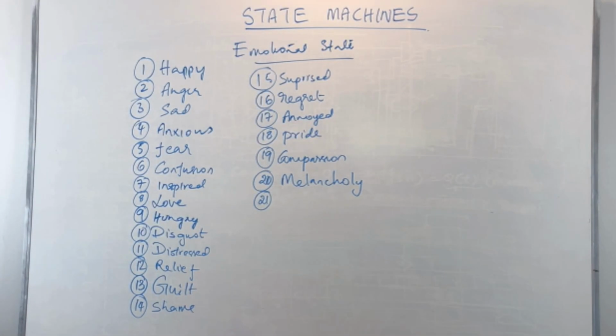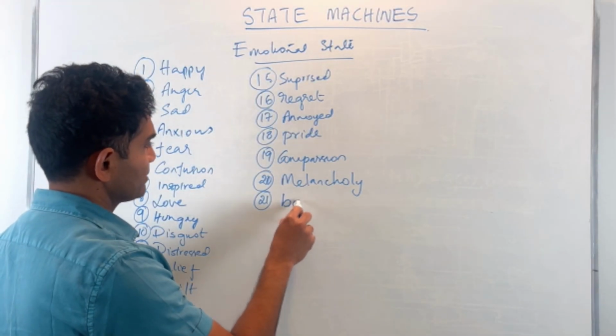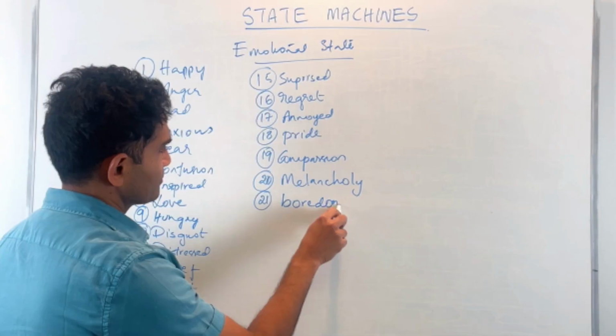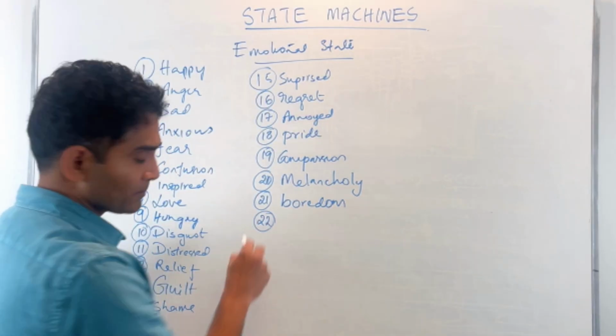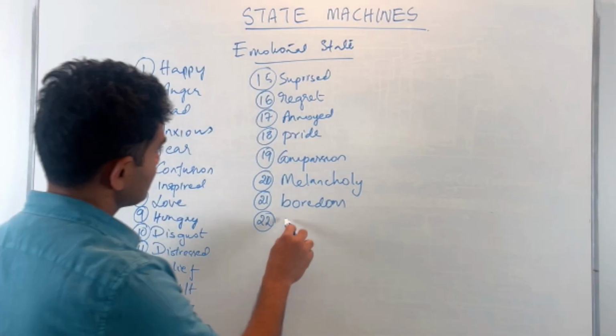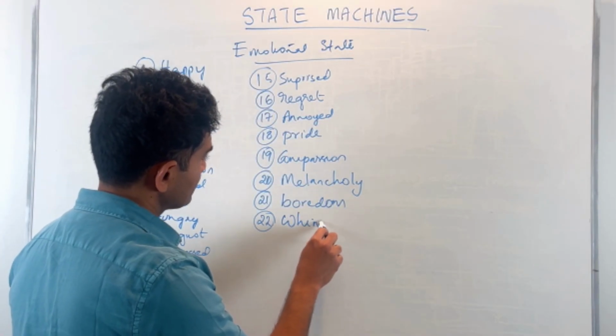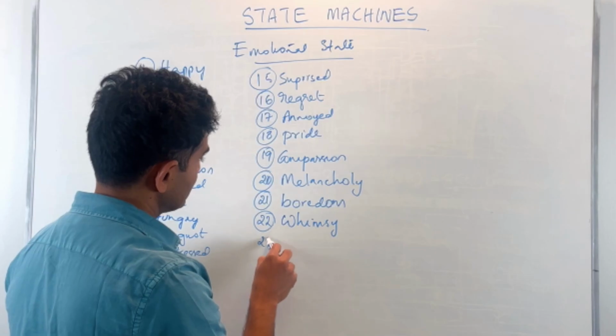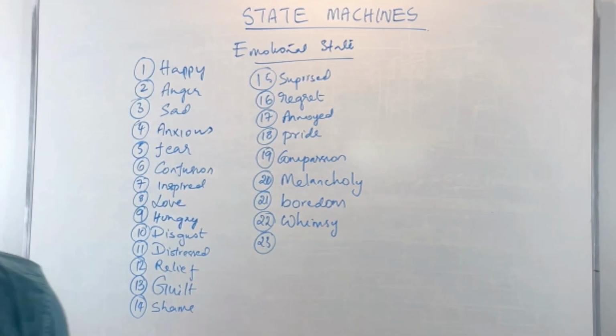Inspired, did we have inspired? I think we got inspired. Boredom, all right. Did I miss anything? Whimsy. Okay. So 22 emotional states you have identified, looks like.